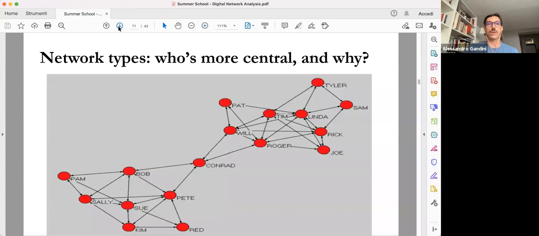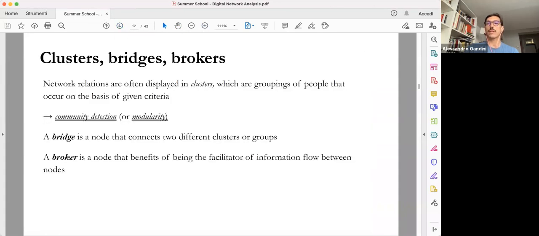So let's continue because we have different slides and I don't want to be late. And this is the final one, network relations. The structural properties of the network are also quite important, not just at the level of users. We've got to that already, so I won't spend much time. Network relations are often displayed in clusters, which means groupings of users, sorry, not people, because we're not sure if they're people, that occur on the basis of given criteria.